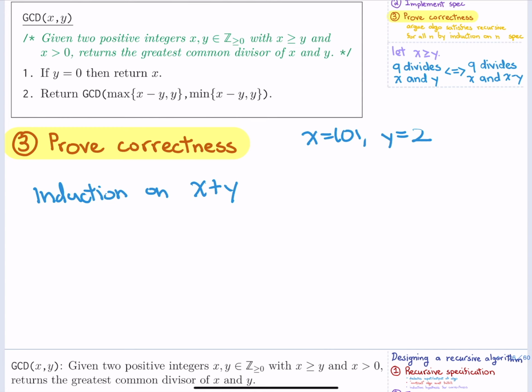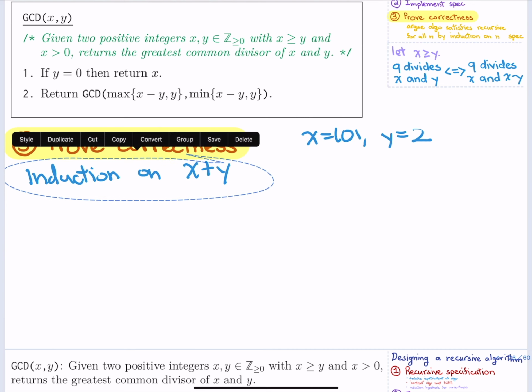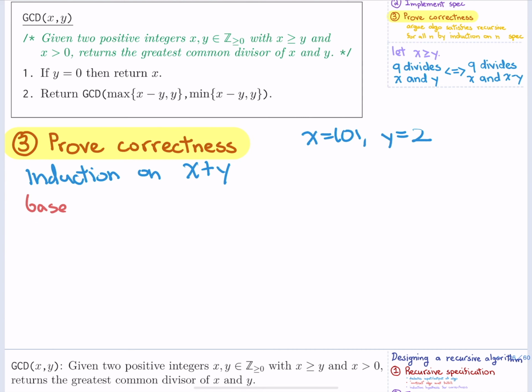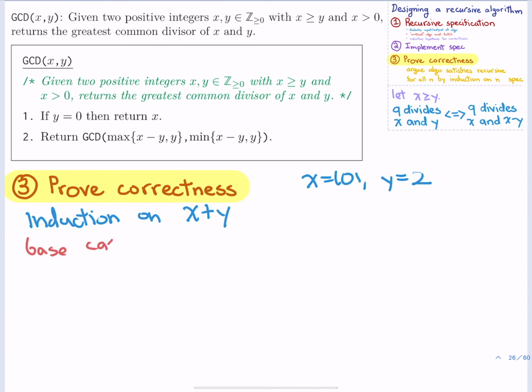Great. So now, if we do it on x plus y, what would be a base case? What's the minimum value of x plus y that can show up? 1. Okay. And if x plus y is equal to 1, then what do we know? We know that x is 1, y equals 0. We know the greatest common divisor is 1. And we can check, okay, the code would output 1, and we feel good. Yeah, so you'd write that out.